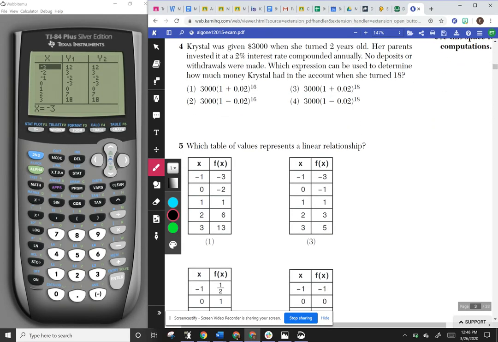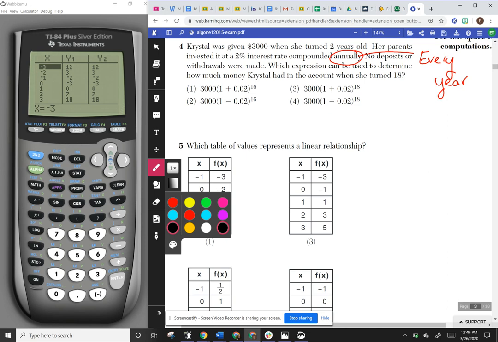Question 4. Crystal was given $3,000 when she turned 2 years old. Her parents invested it at a 2% interest rate, compounded annually. Annually means every year. No deposits or withdrawals were made, so the money didn't change. Which expression can be used to determine how much money Crystal had in the account when she turned 18? Okay, so we need our formula here.